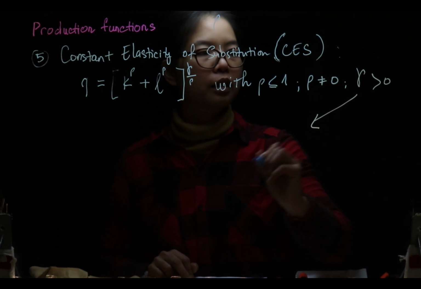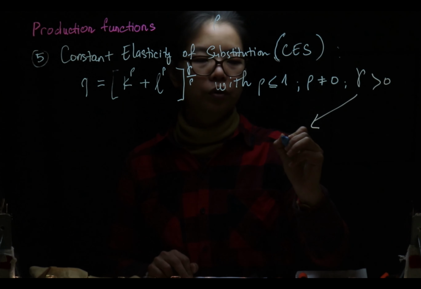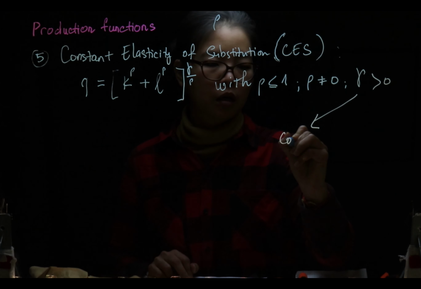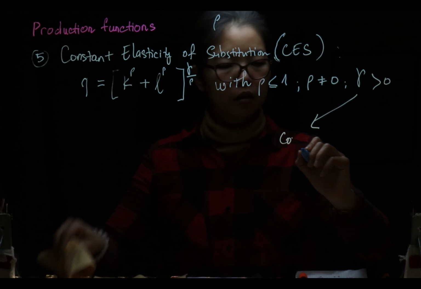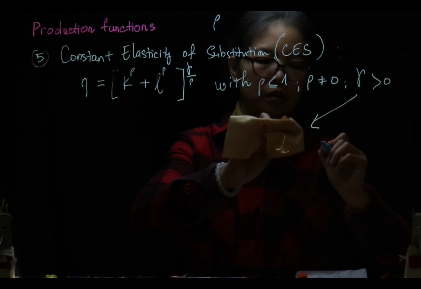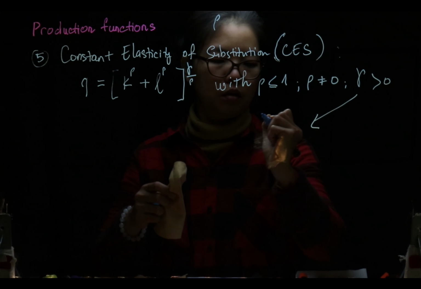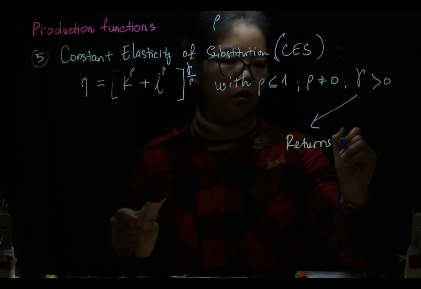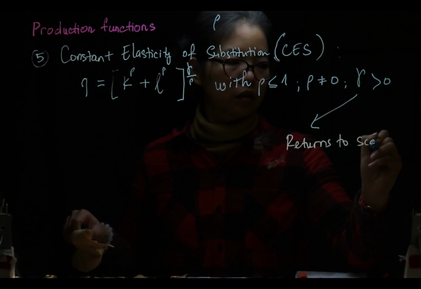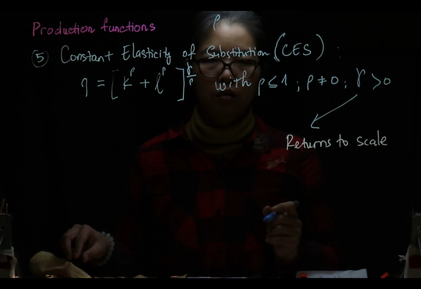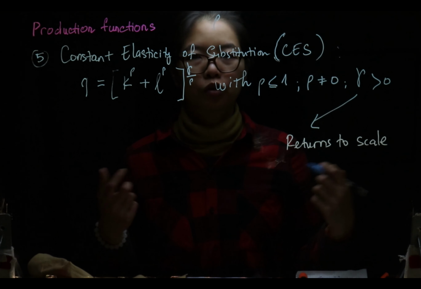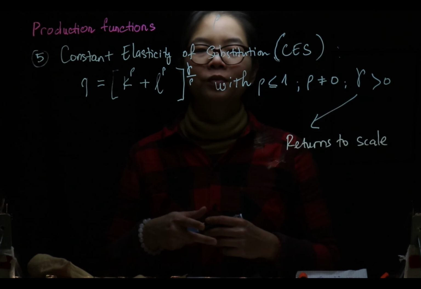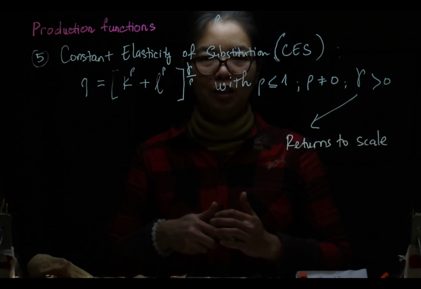Now this gamma especially will tell you about the return to scale of the production function. So what return to scale is, you have to follow to the end of this lecture.